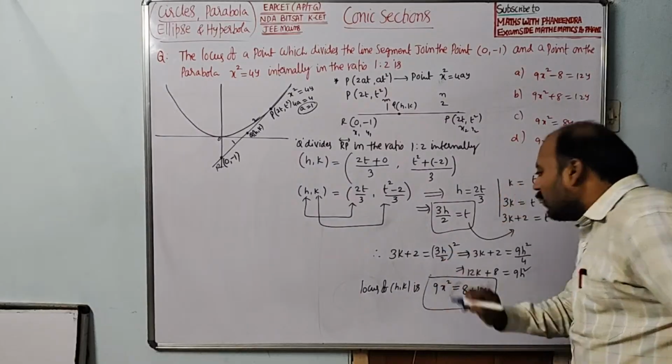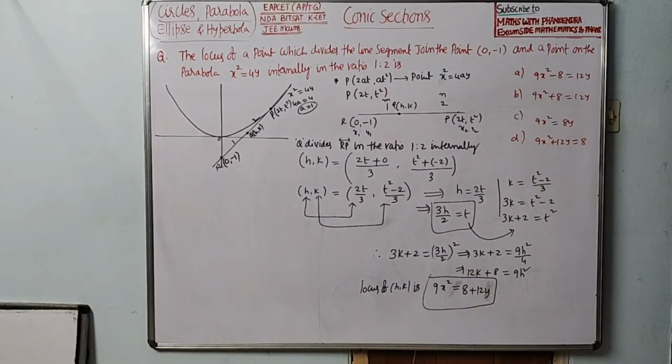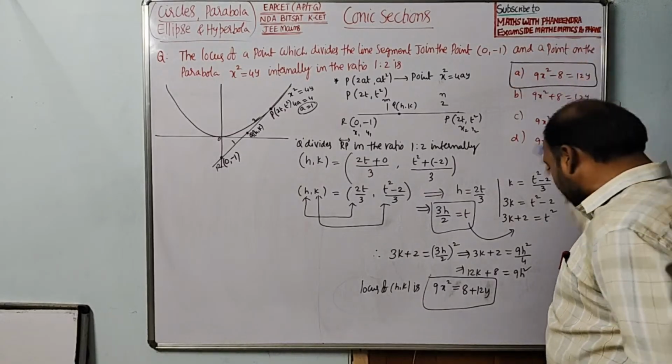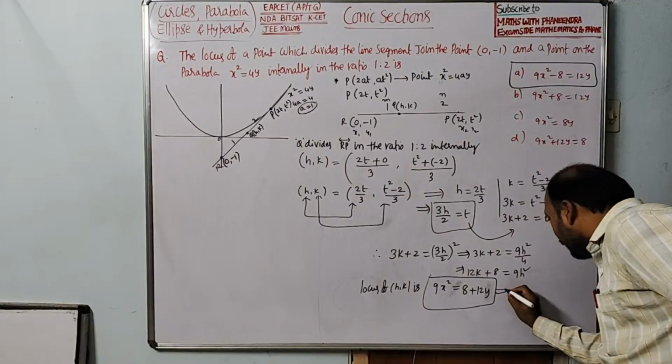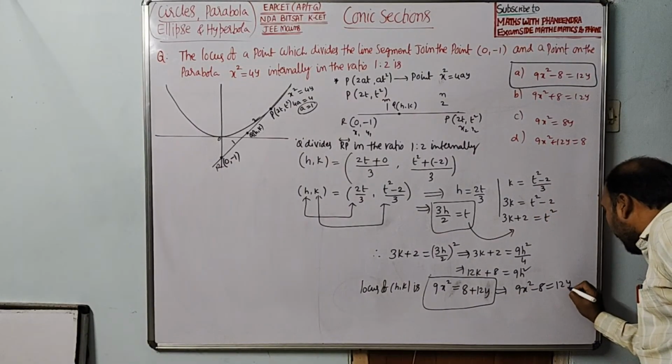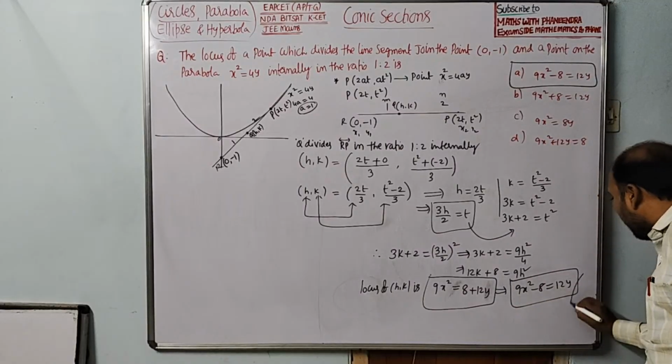So therefore the required locus is 9x square equal to 8 plus 12y. This minus 8 value will bring this side, as indirectly it is given to students. So 8 bring this side according to the question. 9x square minus 8 equal to 12y. This is the final answer.